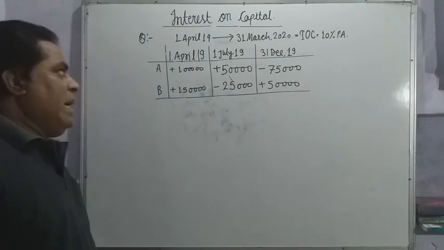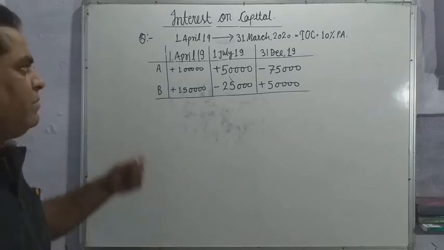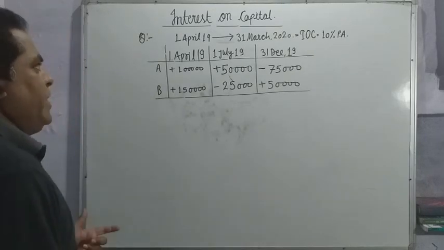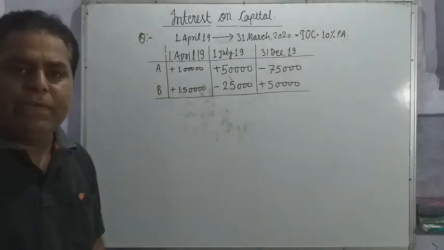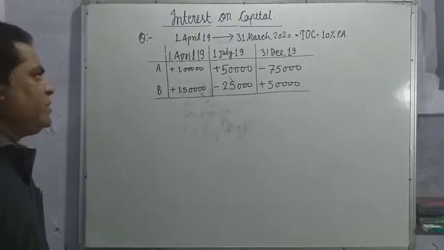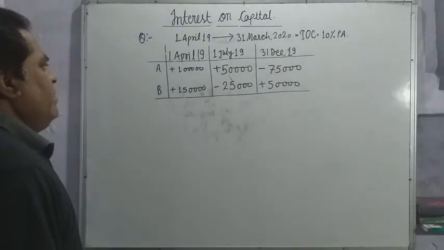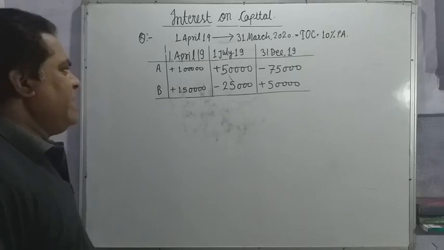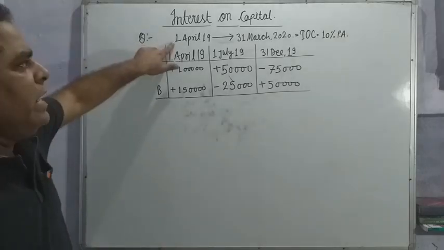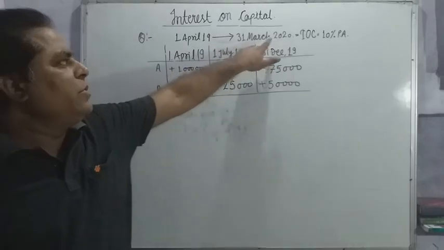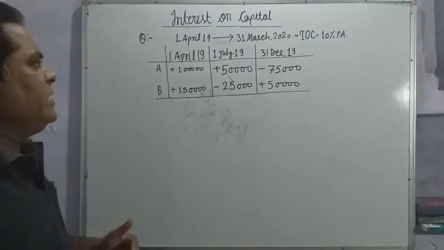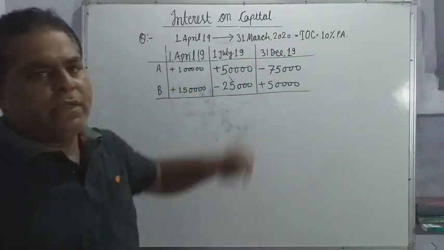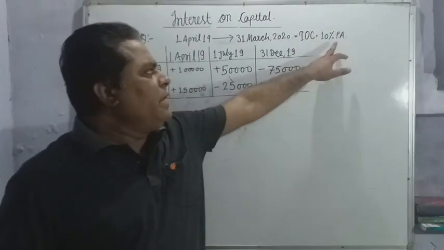Dear student, I have written one question on my whiteboard, and with the help of this question I am going to explain how to calculate interest on capital. In this question I have given two partners, A and B. They started their business on 1st April, and their accounting period is going to close on 31st March 2020. So the accounting period begins from 1st April 19 and ends on 31st March 20, and the rate of interest on capital is 10% per annum.